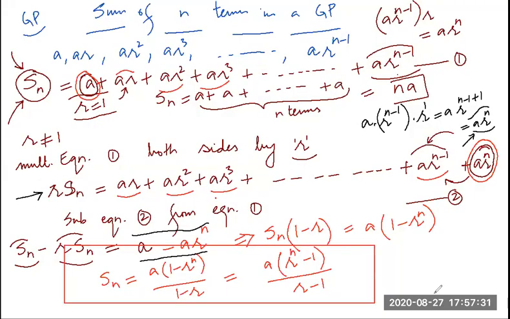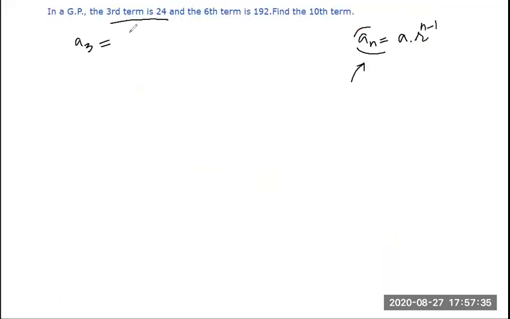Yes students, now we can do some sums. First is a simple sum. In a GP, the third term is 24. So students, what will be the third term? The general expression for a term is An is A into R raised to power n minus 1. So A3 will be A, the first term. We don't know the first term, so it will be A, and we don't know R also, R raised to power square, n minus 1. And the sixth term.